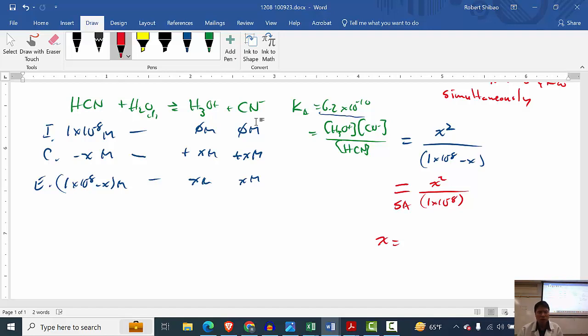And I get 2.48 times 10 to the minus 9. I'll just leave it there. And let's take a look at the percent change. Percent change is going to be the change, 2.48 times 10 to the minus 9, divided by the initial, which is 1 times 10 to the minus 8, times 100%.